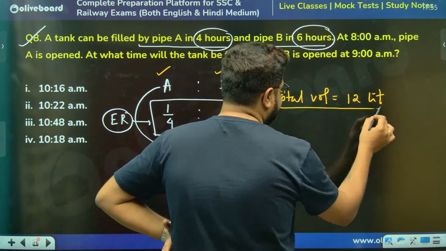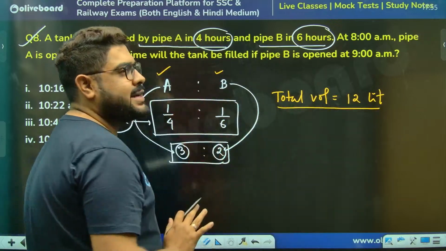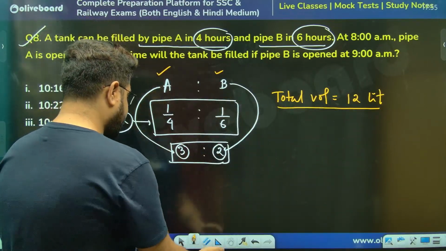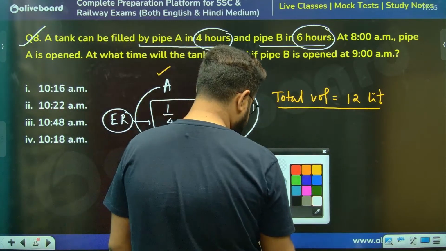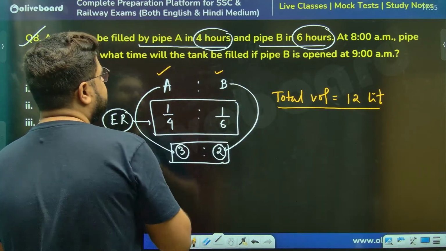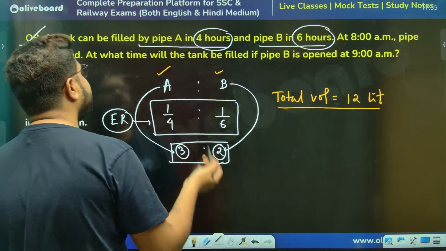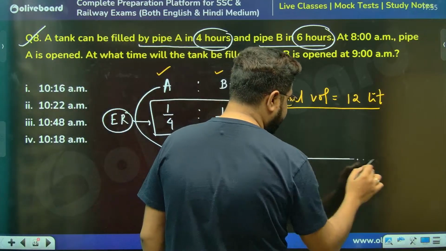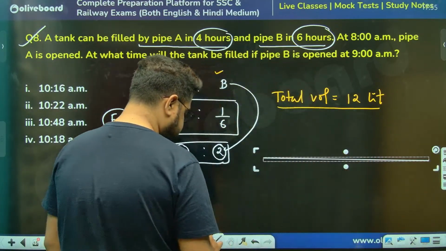Now the actual question starts from here. This was the prerequisite. ये तो हमने कर लिया. थोड़ा समझो सर. Let's think. At 8 a.m. pipe A is opened. Pipe B is opened at 9. Then when will the tank be full? चलो सर, समझते हैं.